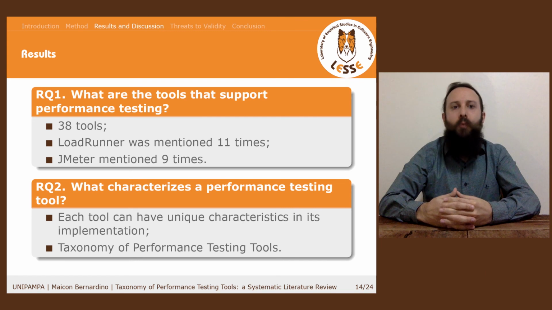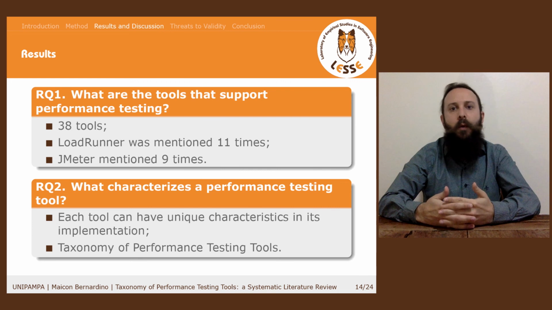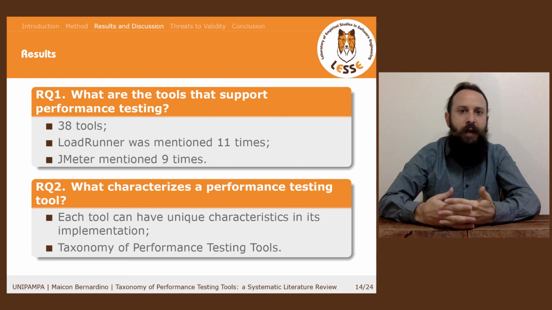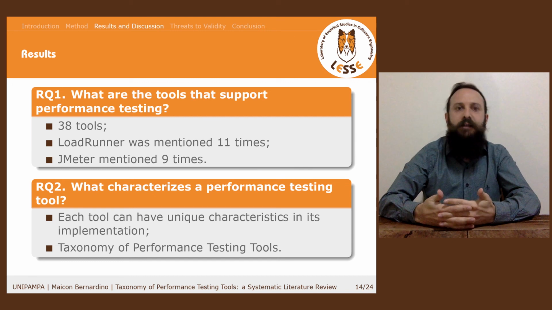Results. Research question 1. What are the tools that support performance testing? The purpose of this question is to map the tools used or proposed by scientific studies that support some kind of performance testing. In total, 38 performance testing tools were identified through our SLR. Most of the tools were cited only once or twice, while some of them have been heavily referenced, 11 or 9 times, showing a clear presence and greater adoption of these tools, namely LoadRunner and Apache JMeter, the former being a commercial tool, while the latter is an open source tool.